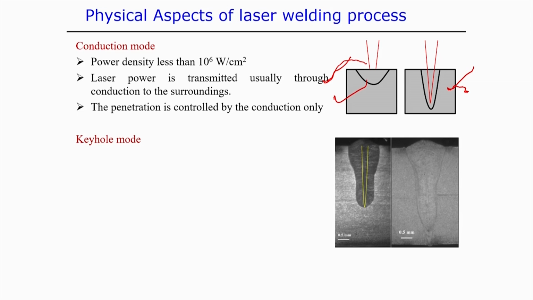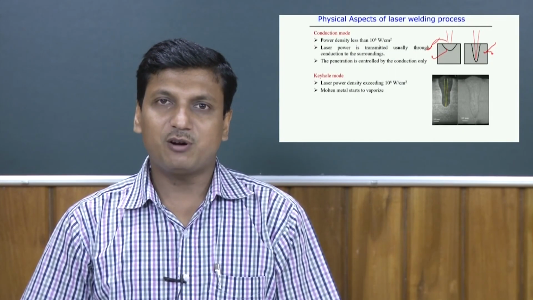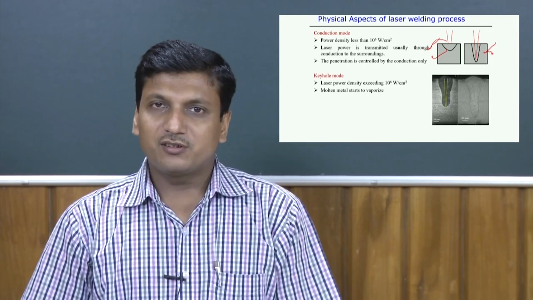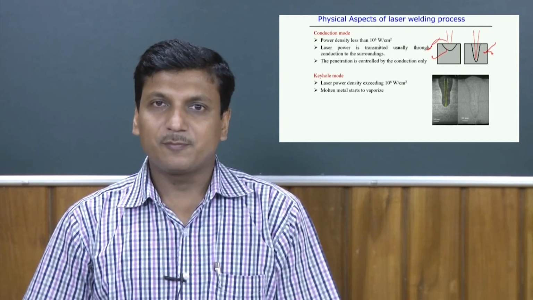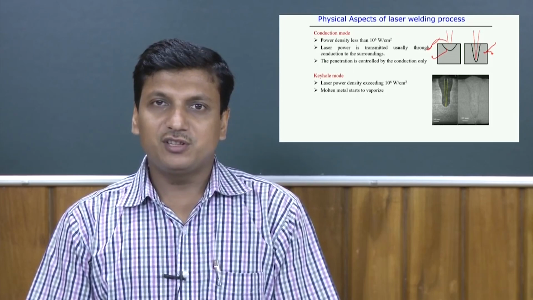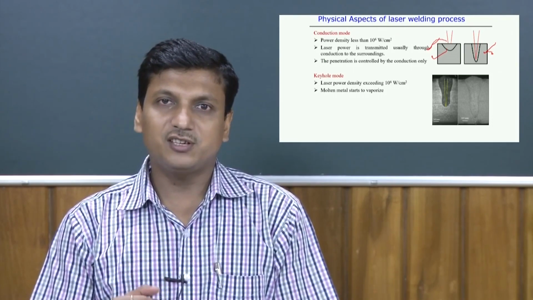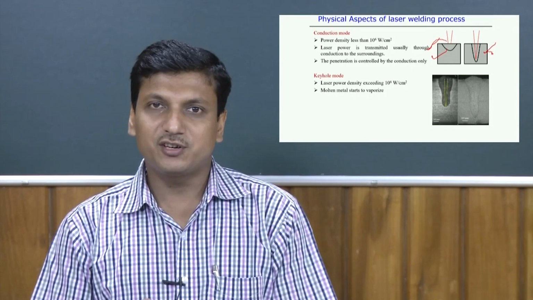So what are the typical characteristics of this keyhole mode laser welding process? First, we can define keyhole mode laser welding in terms of power density. In this case the power density is normally 10 to the power 6 watt per centimeter square. But apart from that, how does the keyhole actually form in keyhole mode laser welding? Since the power density is very high, it tries to vaporize the material, as the maximum temperature within the domain of the substrate material crosses the vaporization temperature of that specific material.